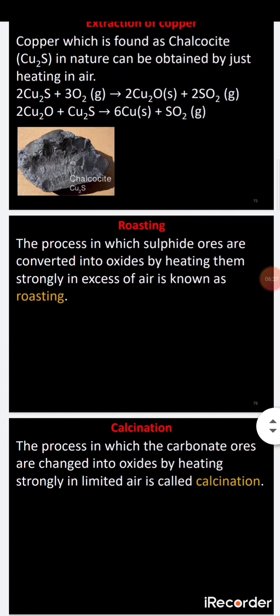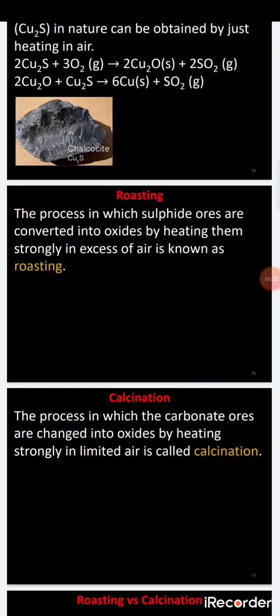Then what is roasting? In most cases, especially the copper sulfide and even the mercuric sulfide, that is cinnabar, are heated in the presence of excess air. Means sulfide ores are heated in the presence of excess air. That method is called roasting.